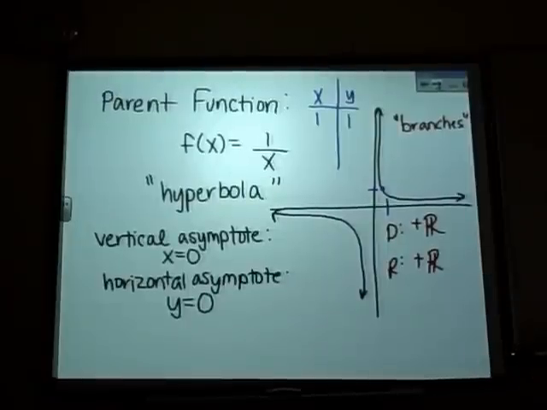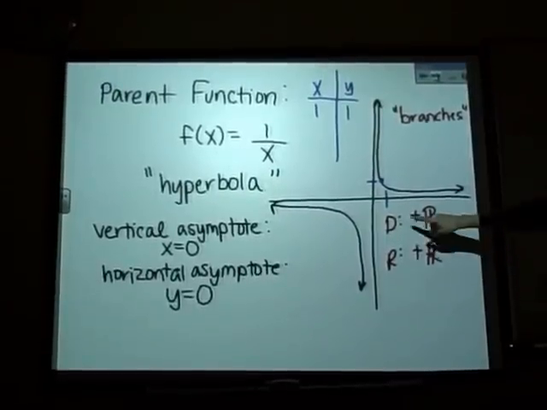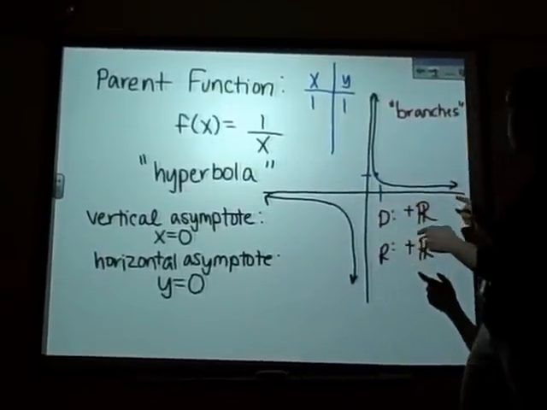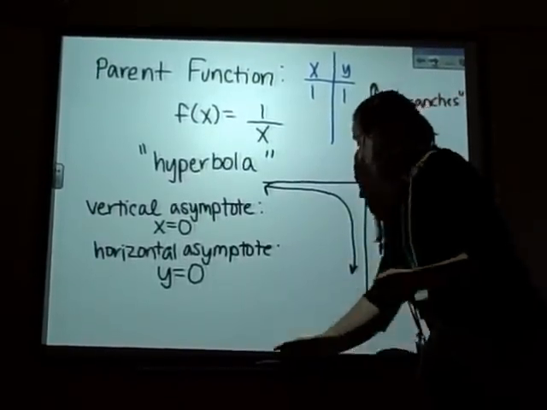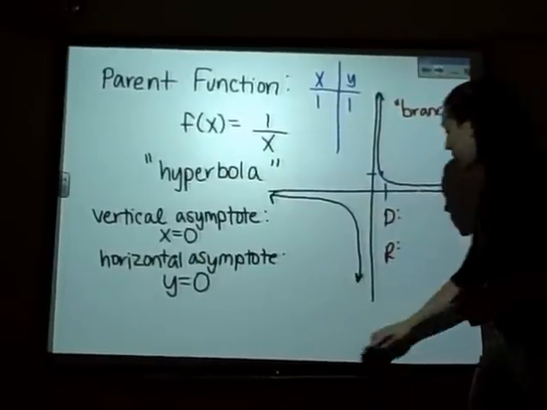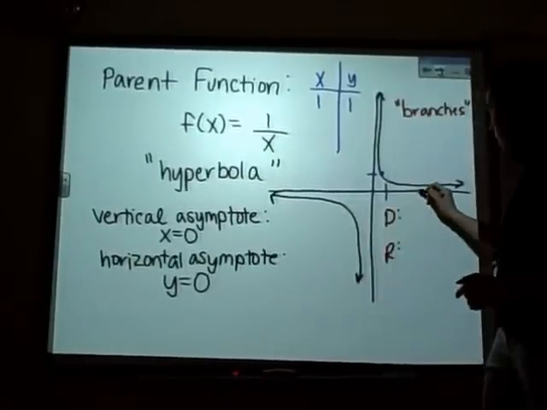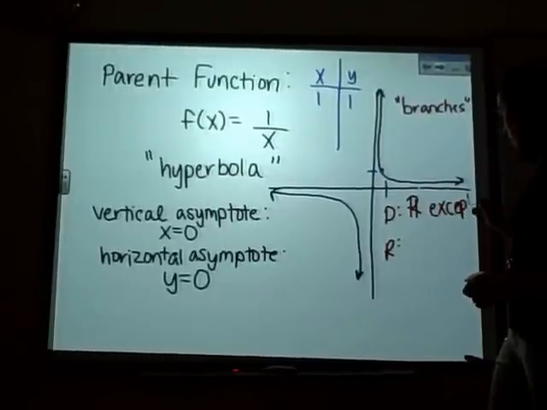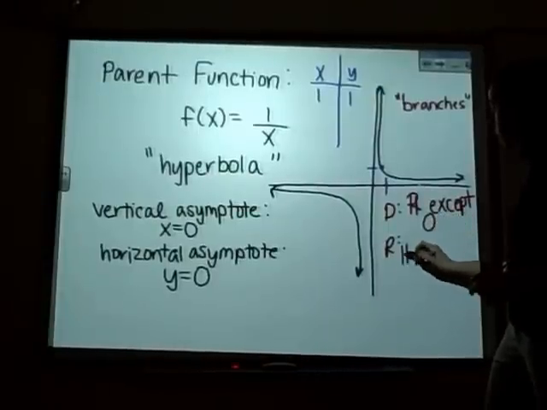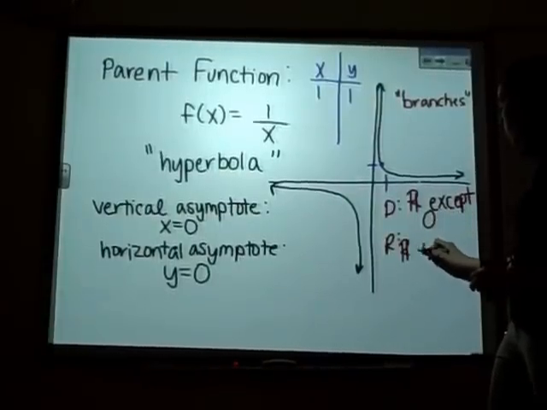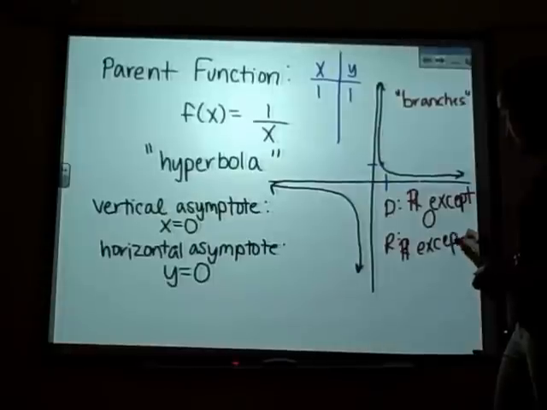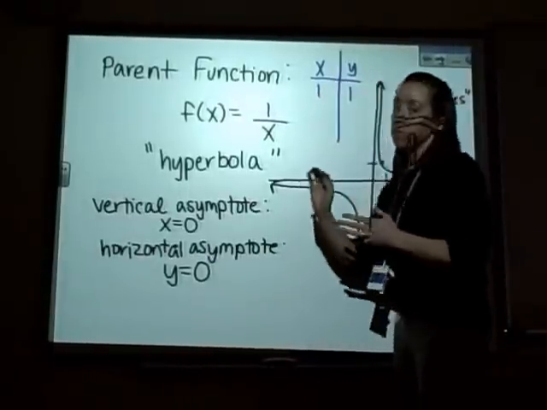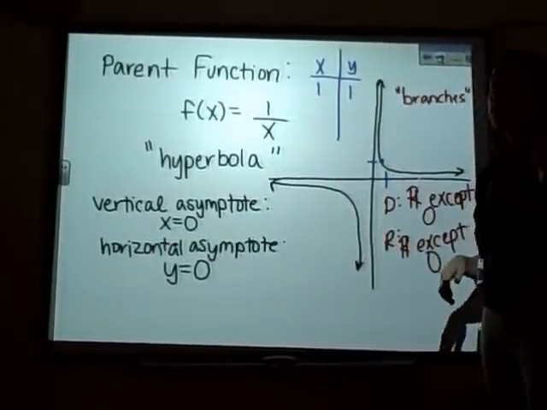Another characteristic of the parent function is the domain and range. If you look at the spread of our x's, x are going to be all real numbers except 0. And the same with range. Range can be all real numbers except 0. And I bet you're wondering if that's going to change depending on where our graph might shift to, and it will, and we'll see how.